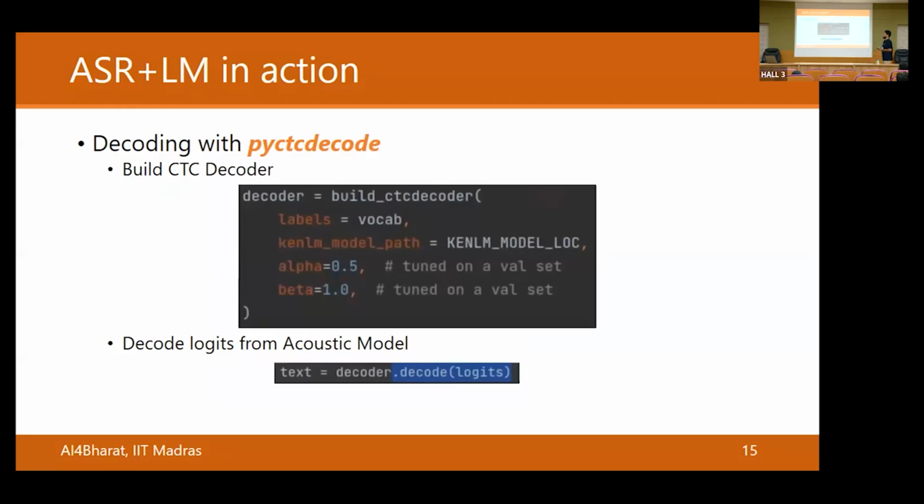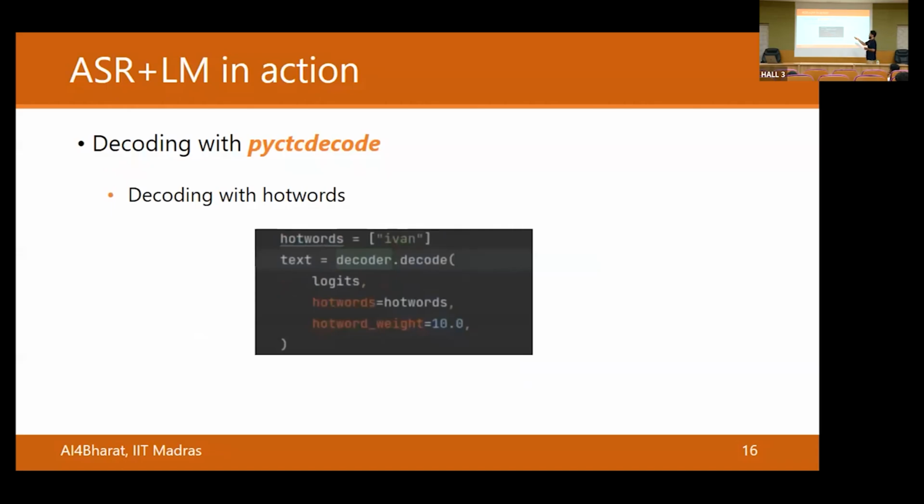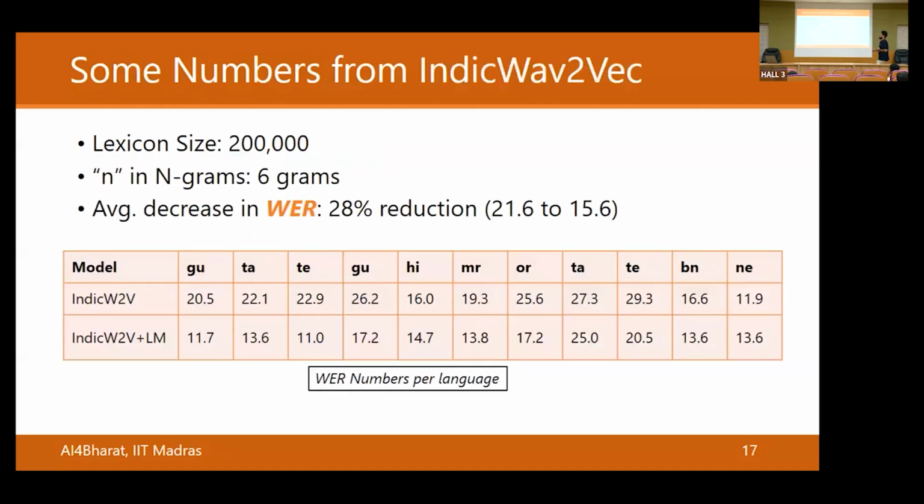Alpha is the weight that we give to the language model, and beta is what we use for giving a penalty for a longer sequence. So if we have a negative beta term, it gives a penalty to longer sequences. If it's positive, then it prefers longer sequences. More details can be found on the pyctcdecode web page and their GitHub page. Then we decode by simply passing the logits to it, and we get the text as output. We can also decode with hot words. Just provide the hot words and the hot word weight, and you get the text as output.